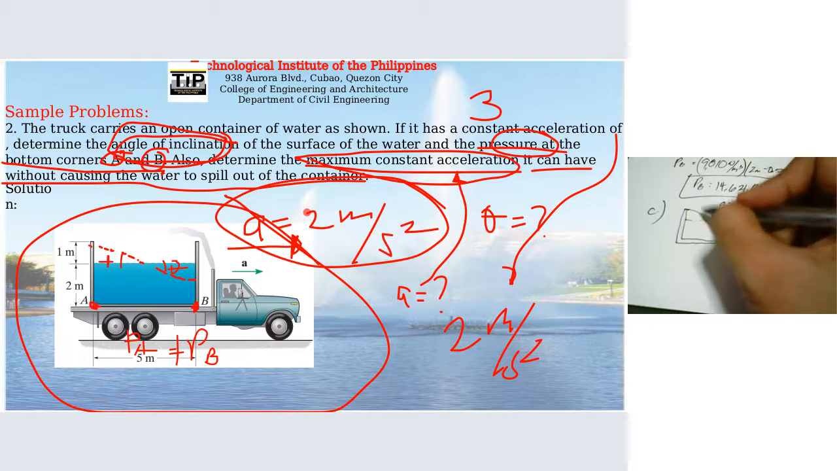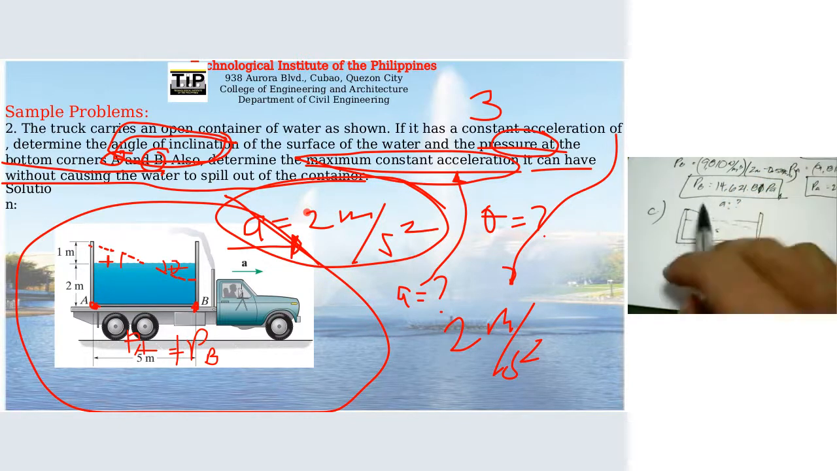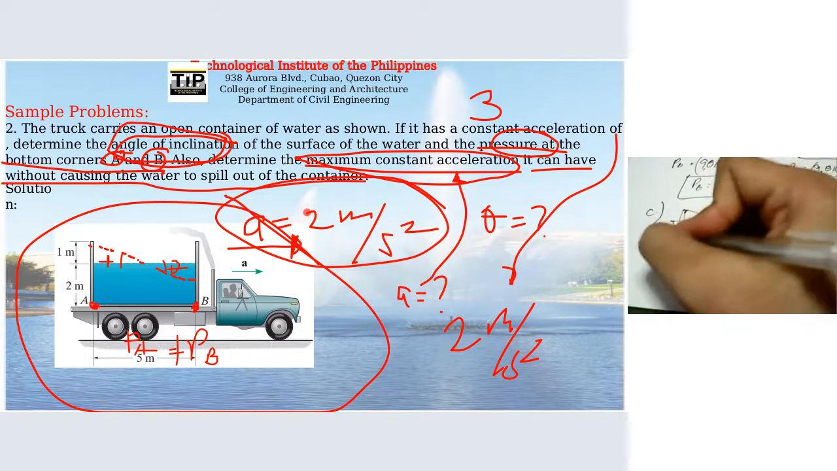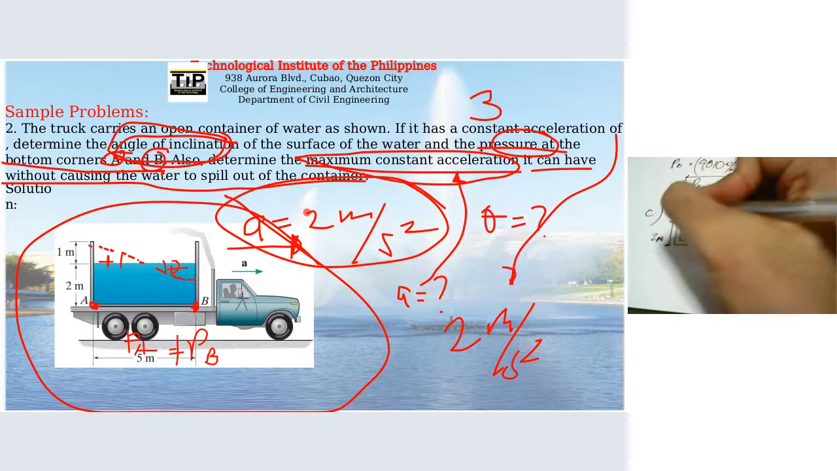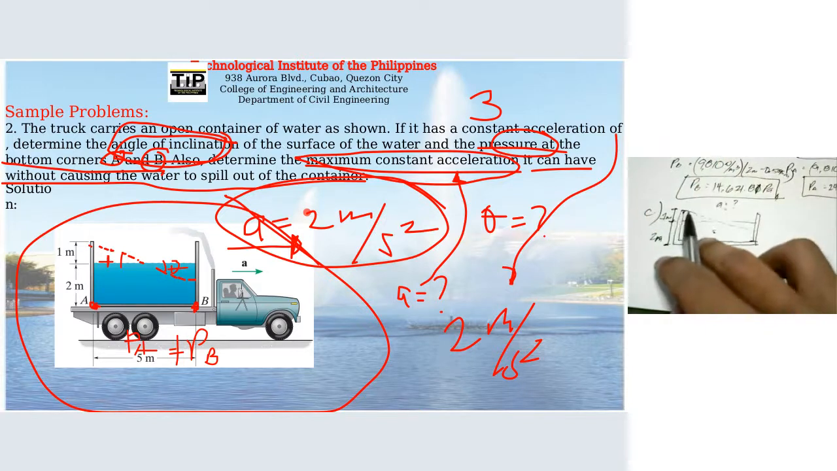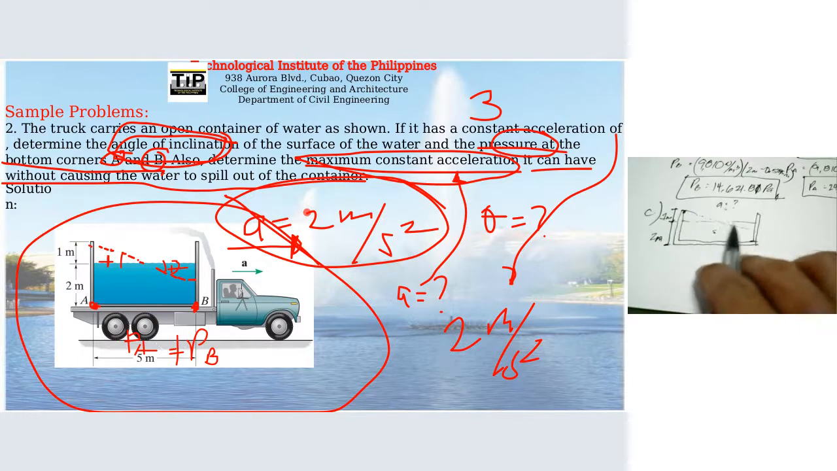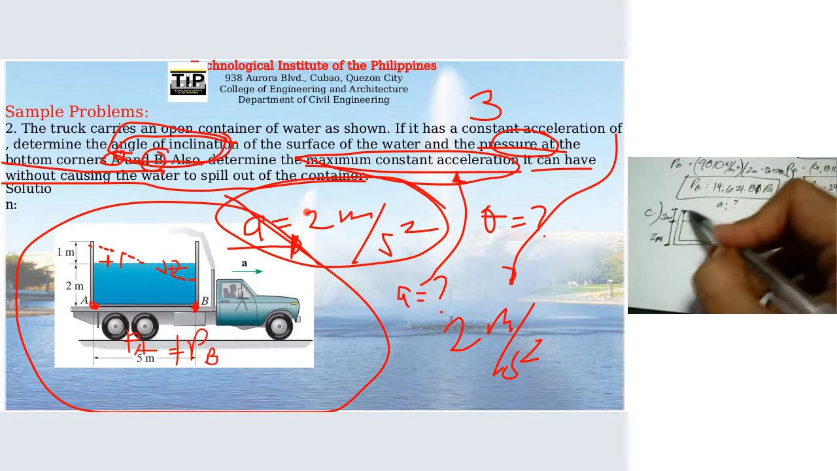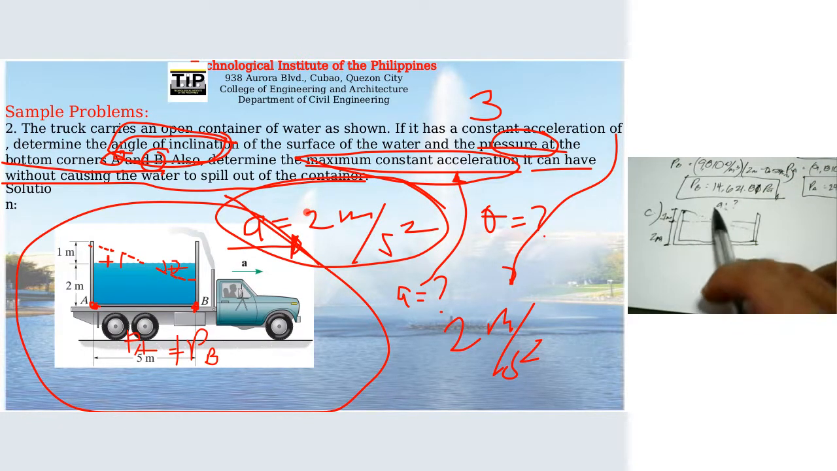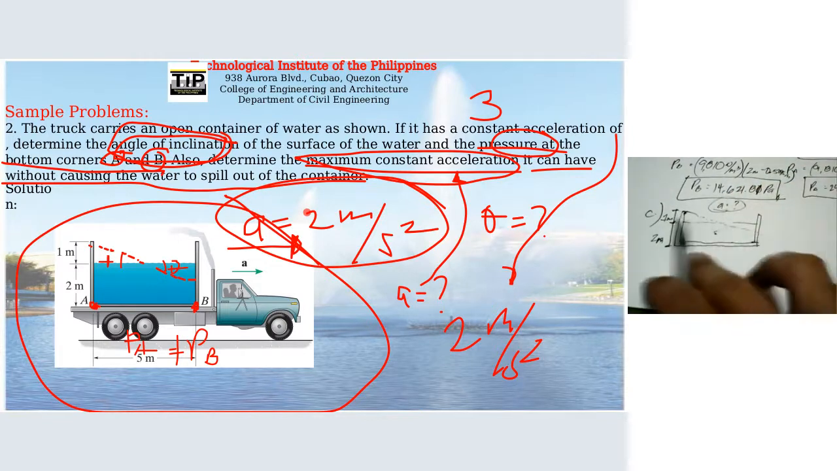So, yung tubig natin, kailangan ma-reach niya yung highest point. No? So, this is 2 meters and this is 1 meter. So, kailangan ma-reach niya yung highest point ni vessel. Okay? And kailangan di siya dyan exceed. No? Because matatapon na yung tubig. So, kailangan malaman natin yung acceleration na magkakos ng ganitong motion sa tubig.